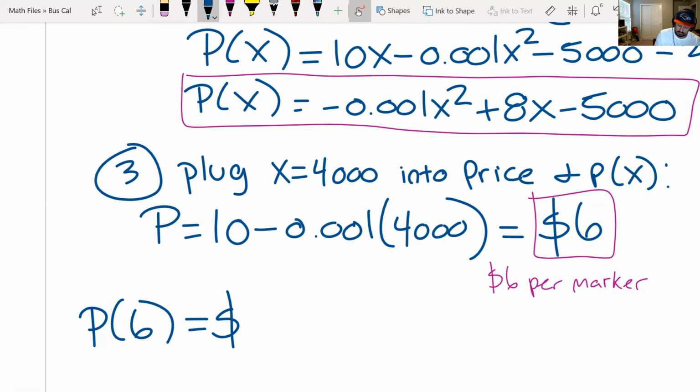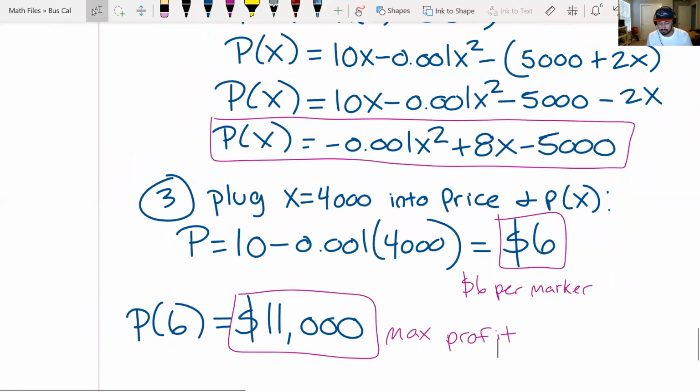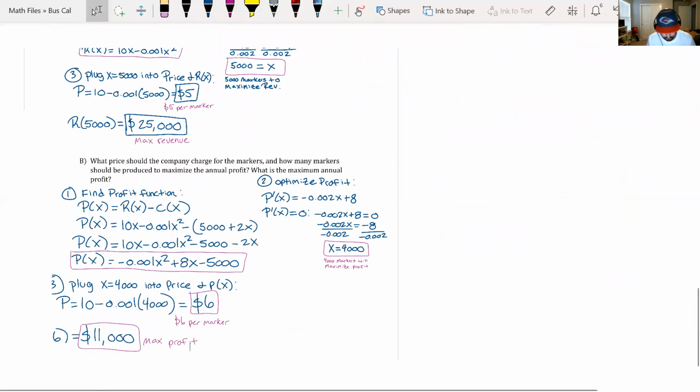And we get $11,000. This is our max profit. And that's our max profit only if we sell our markers now at $6 a piece. Okay.